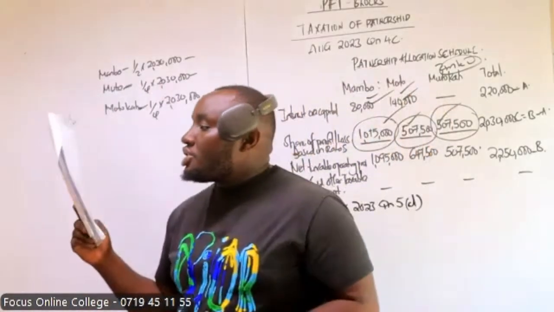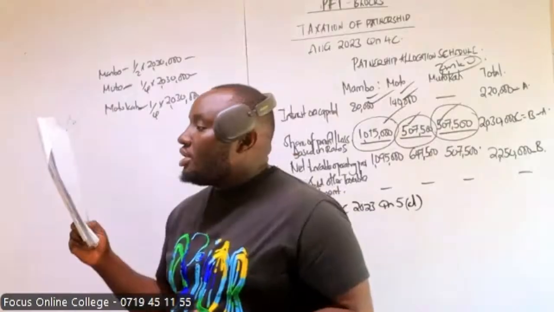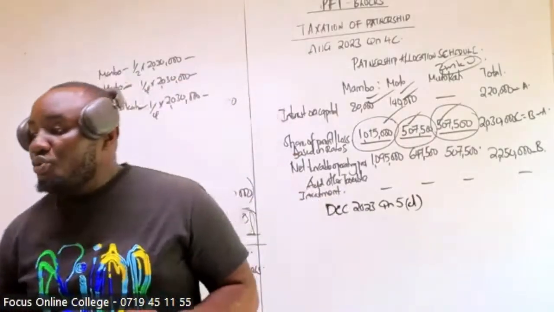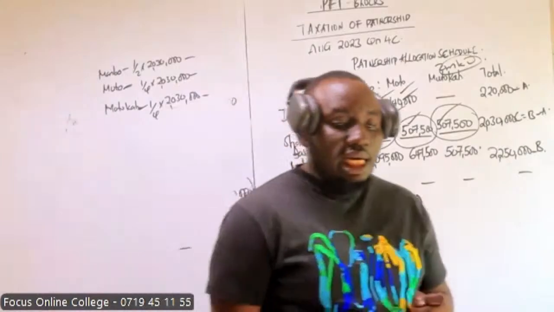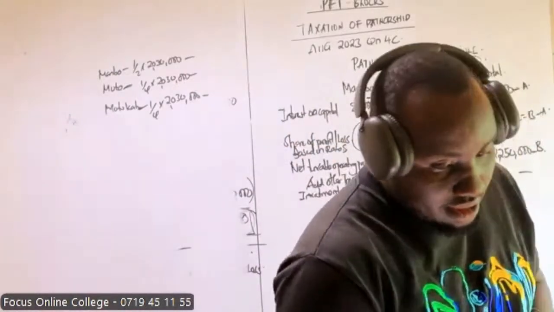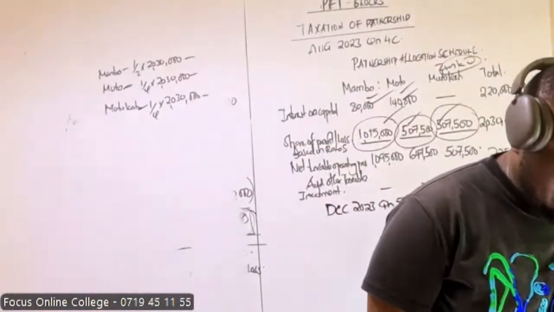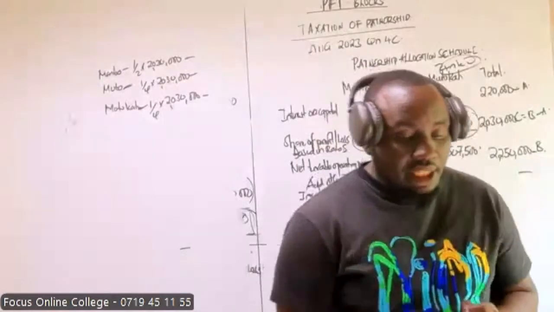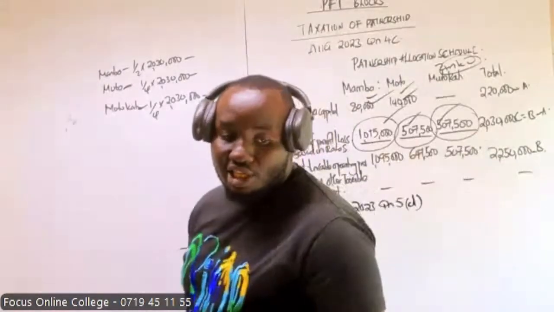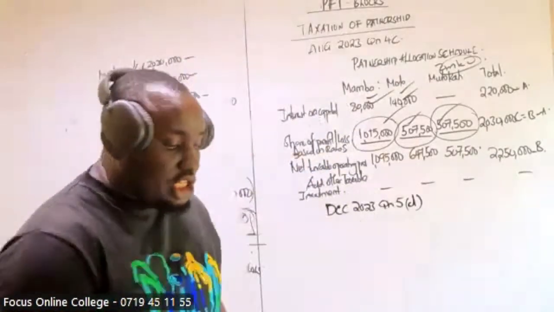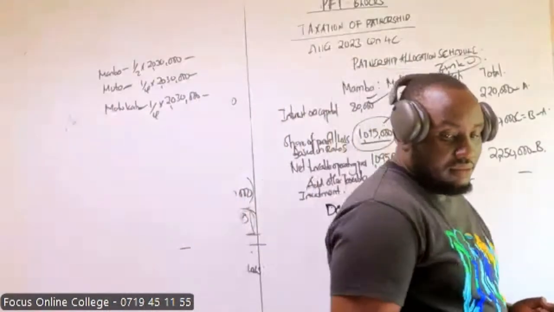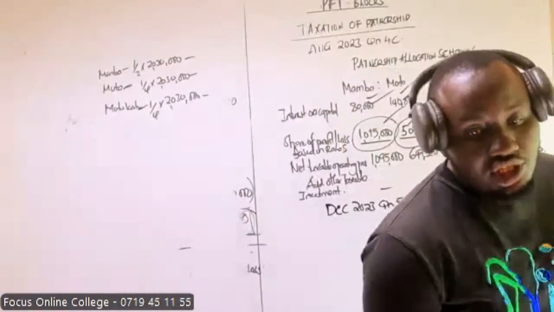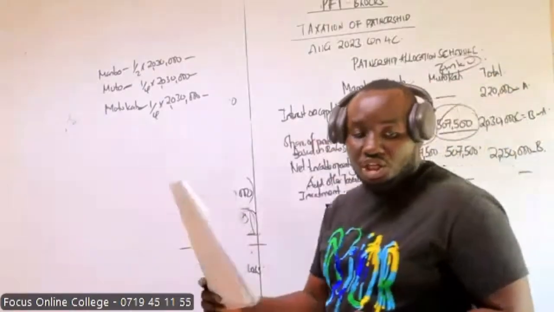Then we have the next, we call it impairment of goodwill. Impairment of goodwill is also non-allowable. Then we have bank charges. How do we treat the bank charges? Bank charges, interest rates. How do we treat the bank charges?